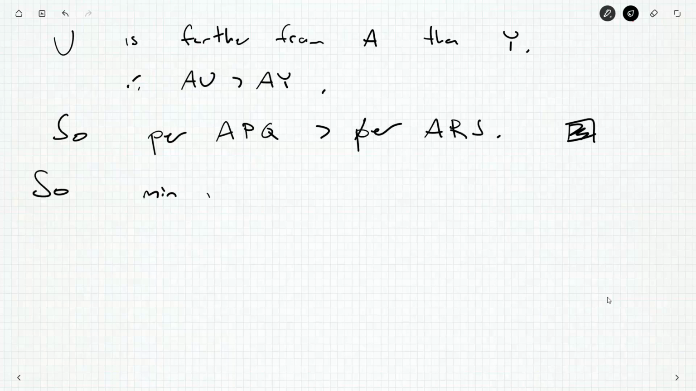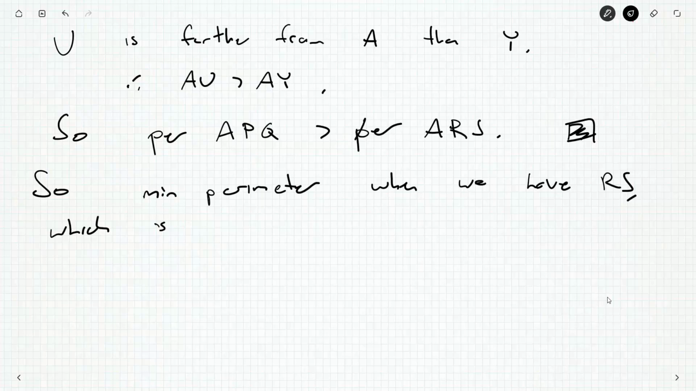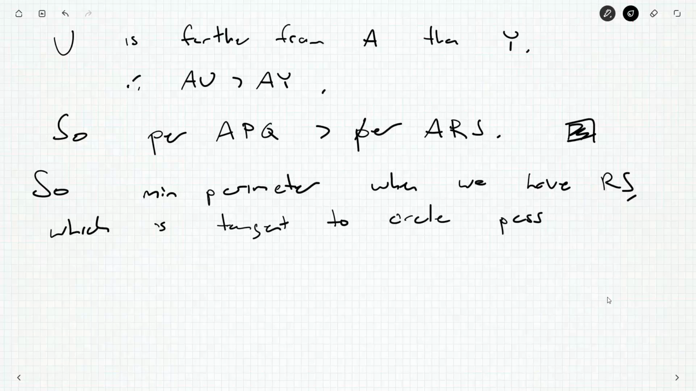So we get the minimum perimeter when we have RS which is tangent to the circle passing through M, at M. Alright.